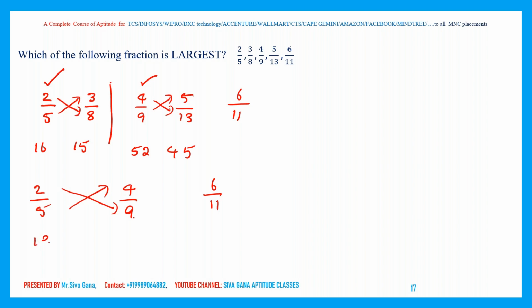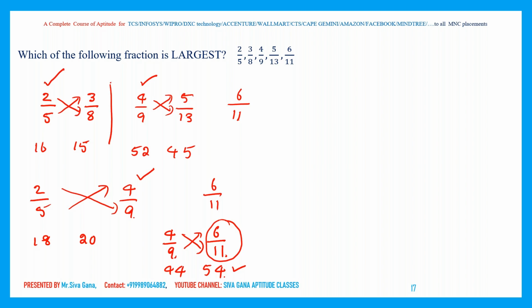Now 9 2s are 18, 5 4s are 20. This is largest. Now perform the action between 4 by 9 and 6 by 11, similar, right? 11 4s are 44, 9 6s are 54, which means this is the largest. The answer that we are looking for is largest is 6 by 11.